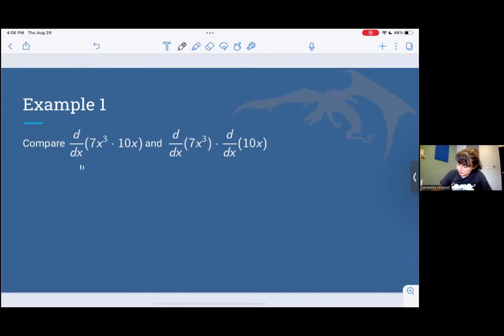So if I'm doing the derivative of 7x cubed times 10x, I should probably simplify my function down a little bit. So I'm really looking at the derivative of 70x to the fourth. And then I know by the constant multiple law, that's 70 times the derivative of x to the fourth. That's my constant multiple rule.